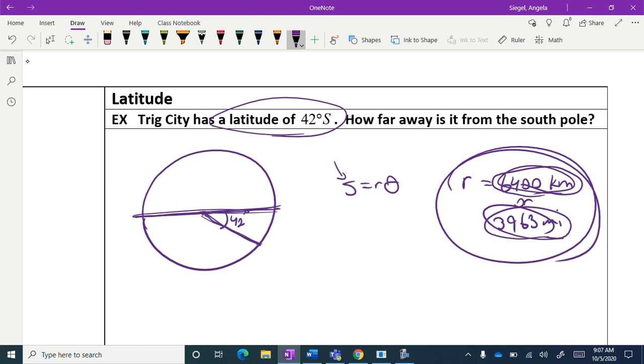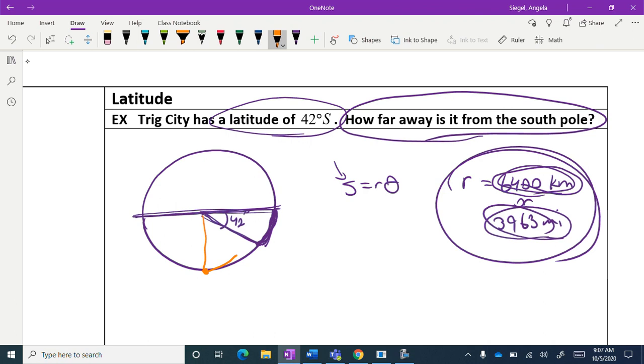S is the distance away from wherever you're looking for. So remember, if I wanted to figure out S for the equator and Trig City, it's going to be right here. But the problem said, how far away is it from the South Pole? So here's the South Pole, and I'm looking for right here. The first thing I'm realizing is that I don't really need this angle, I need this angle. So let's figure that out. This is 42, 90 minus 42 is 48 degrees. So that is what I'm going to use for that formula.